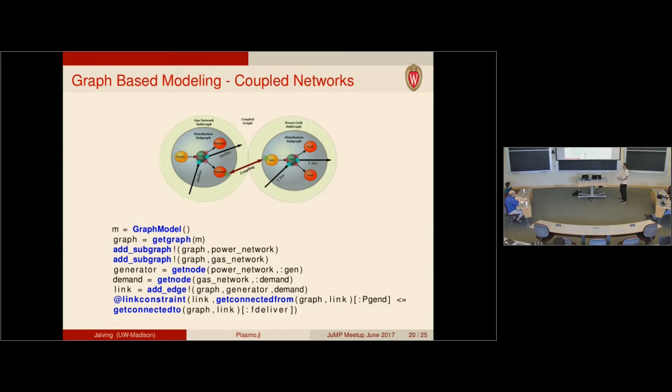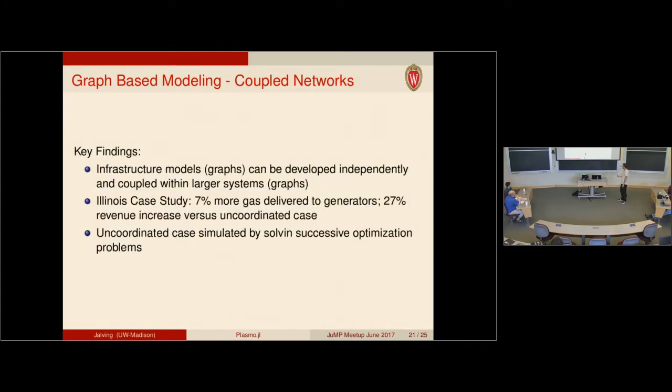And so the key here was, when it came to really doing the coupled problem, it was just a few lines of code: taking my 2 systems, looking at where all the connections were, adding the edges, and saying these are how the 2 systems are linked using link constraints. And so that really worked. We really found that these infrastructure models, specifically each one as a graph, can be developed independently, and we can always couple them within a larger system.